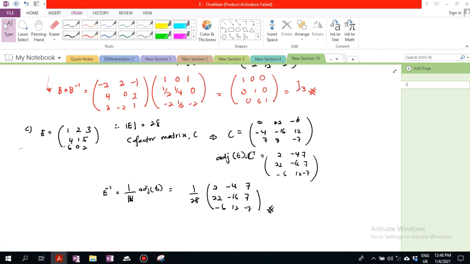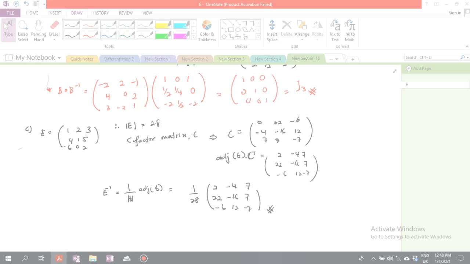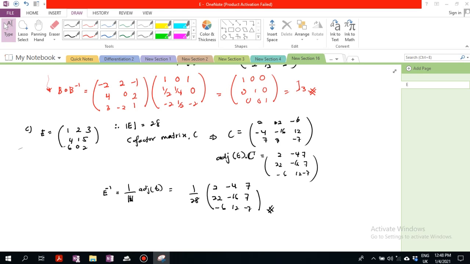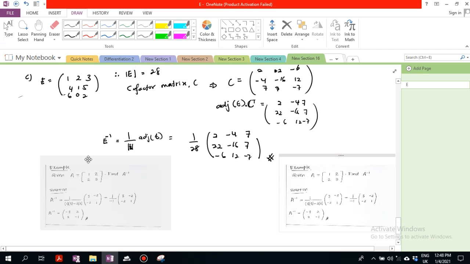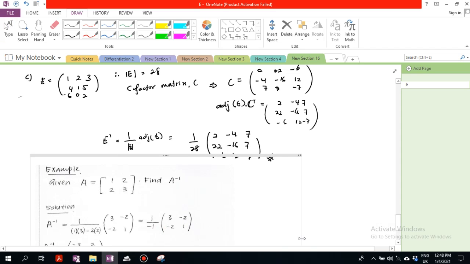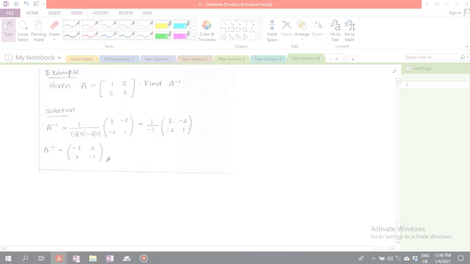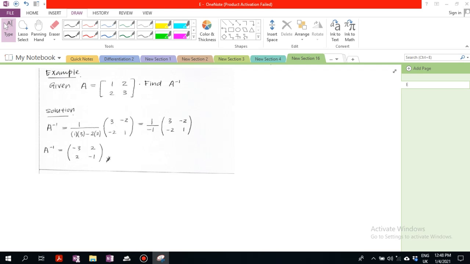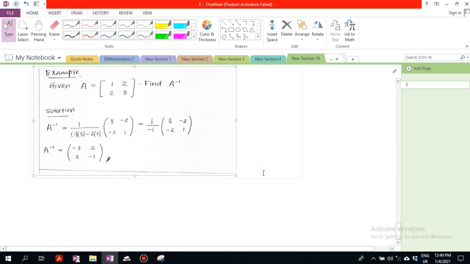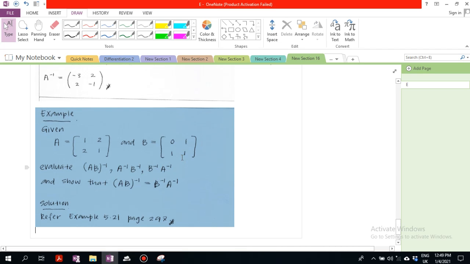Okay, next, maybe you can try this as your example. Okay, this is one of a simple 2 times 2 inverse matrix. Okay, you can refer to the notes, and also another one, you can do this example to prove how this method works. Okay, thank you.